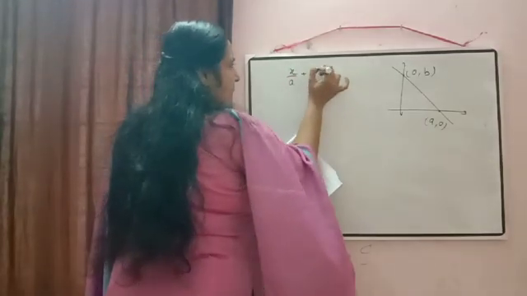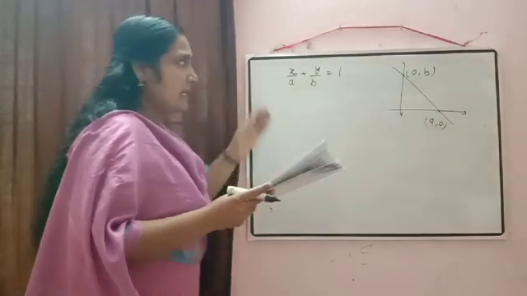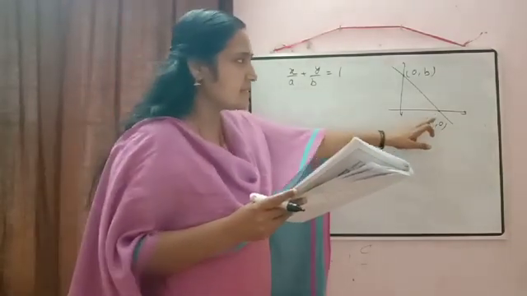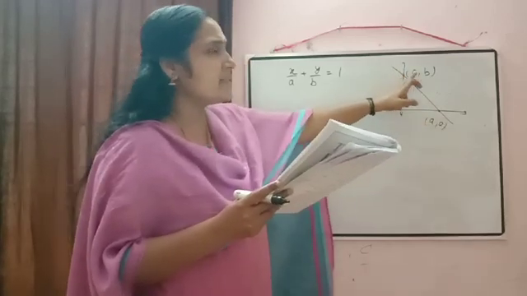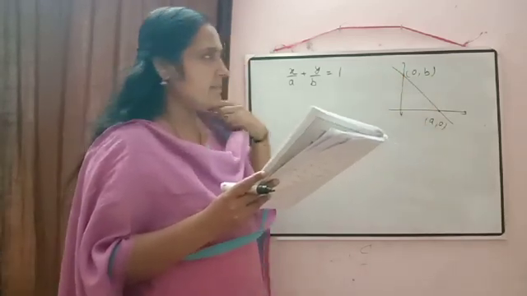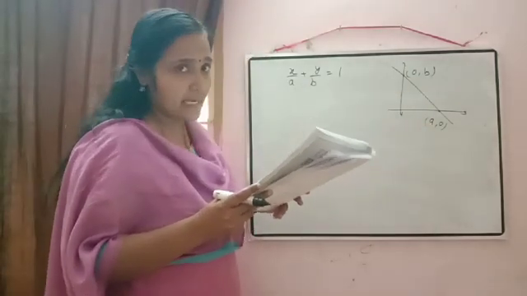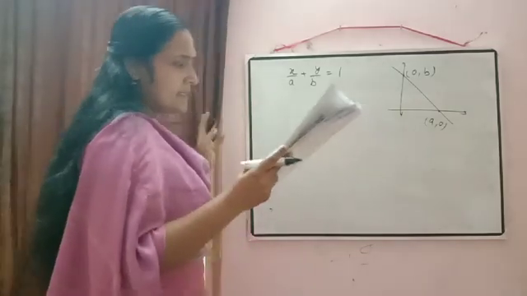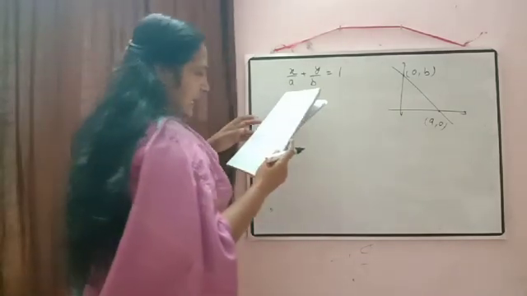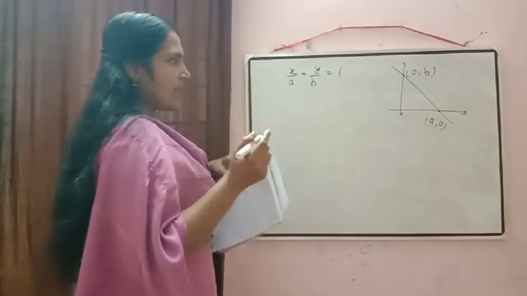as x by a plus y by b is equal to 1. Where the line intersects the x-axis, that is called the x-intercept, and where it intersects the y-axis, that is called the y-intercept. So here the x-intercept is a and the y-intercept is b. Now some questions based on this type. It is written: find the equation of the line that cuts off equal intercepts on the coordinate axes.